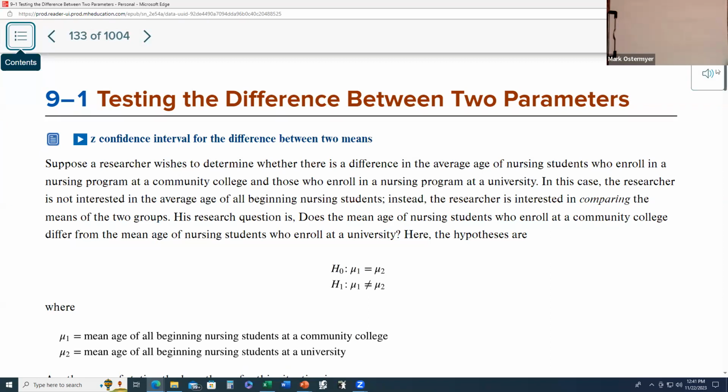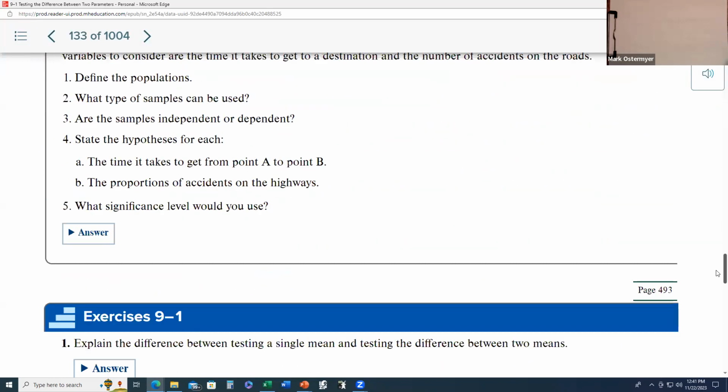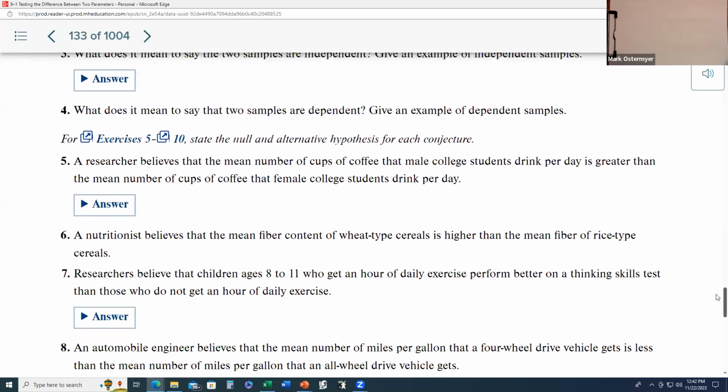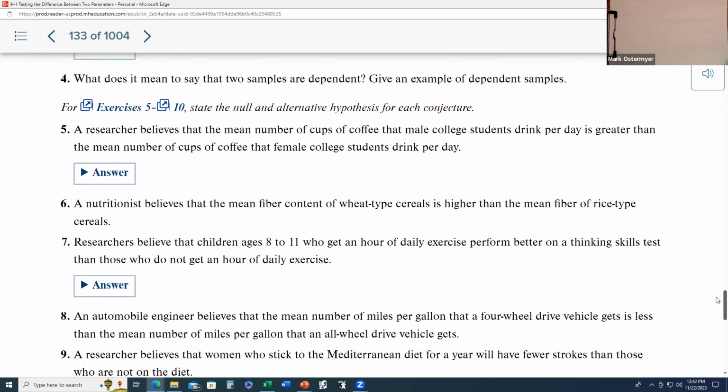All right, so section 9.1. And let's do a couple of these here. For number 5, they want you to state the null and alternative hypothesis for each conjecture. A researcher believes that the mean number of cups of coffee that male college students drink per day is greater than the mean number of cups of coffee that a female college student drinks per day.